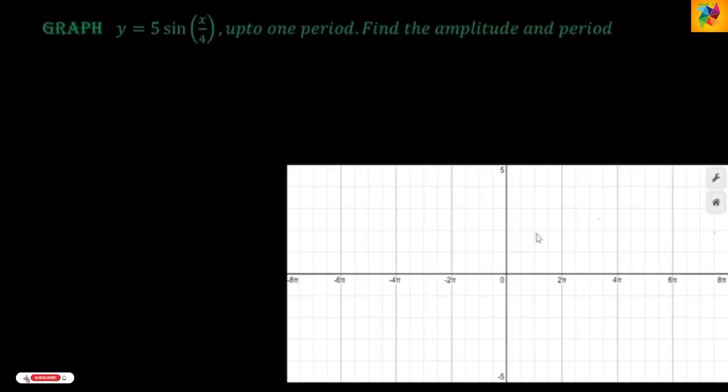Graphing y equals 5 times sine of x divided by 4 up to one period, and also finding the amplitude and the period for our function.